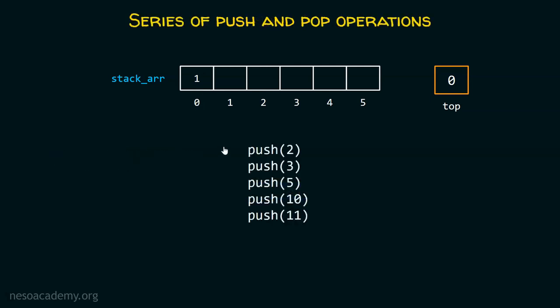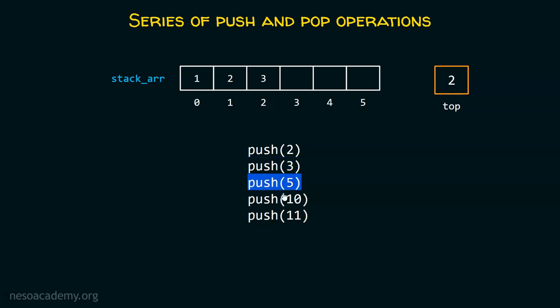Now it is easy. We can perform a series of push and pop operations. Right now we are interested in performing push operations only. Let's try to push 2. First we have to increment the value of top. It becomes 1. Then at index 1 we will store this value 2. After this we have push 3. Push 3 means first we will increment the value of top by 1. Then we will push the value 3 at index 2.